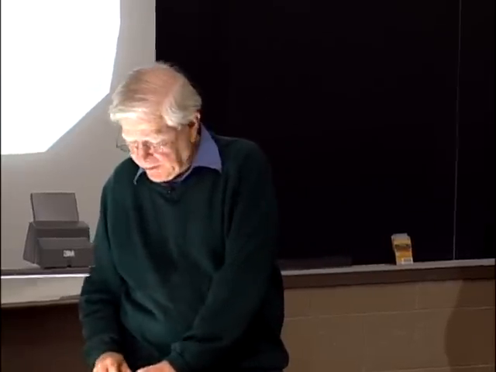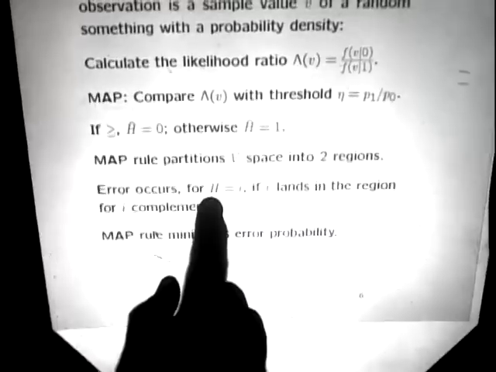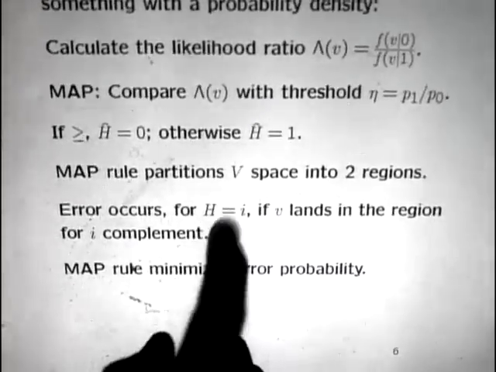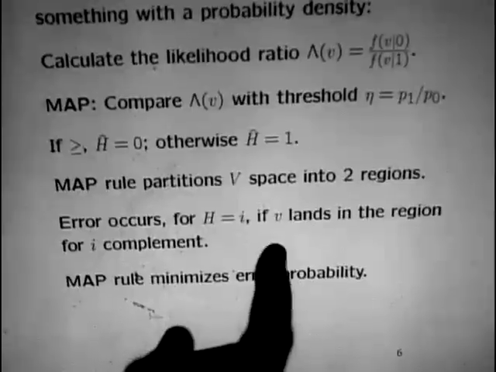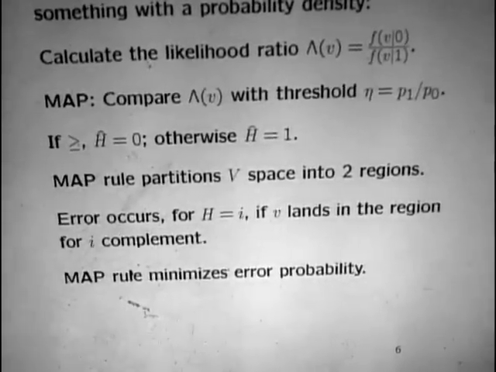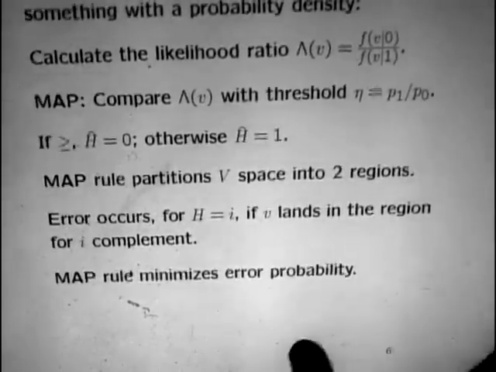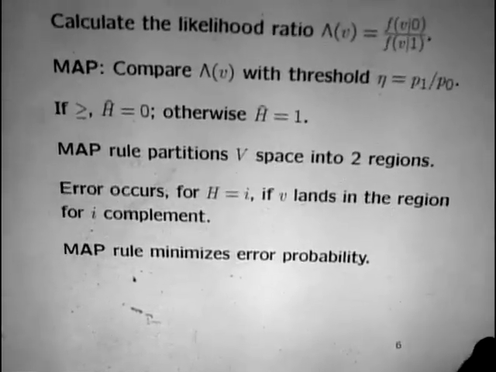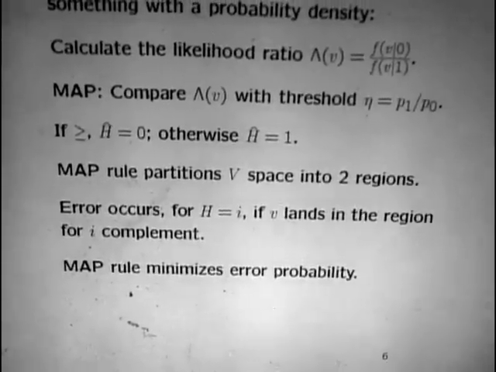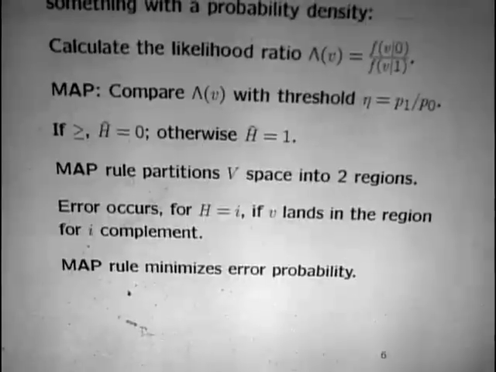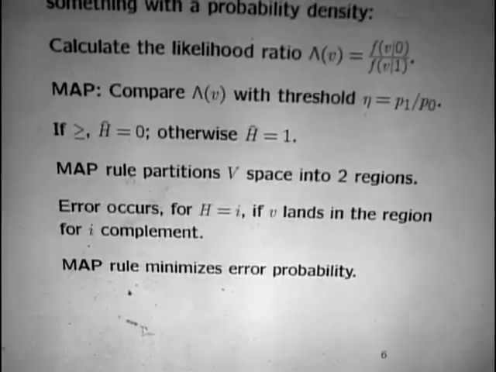Okay, so you get an error when the actual hypothesis that occurred, namely the bit that got sent, was i, and the observation landed in the other subset. And we know that the MAP rule minimizes the error probability. So you have a rule which you can use for all binary detection problems, so long as you have a density. And if you don't have a density, you can generalize it without too much trouble.